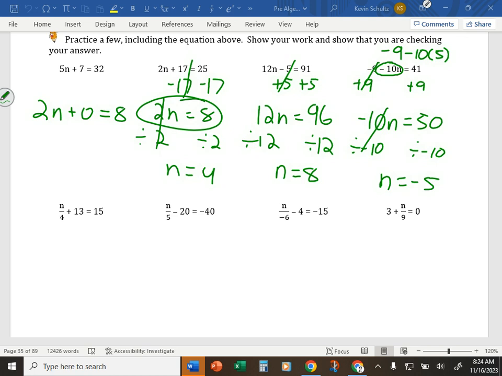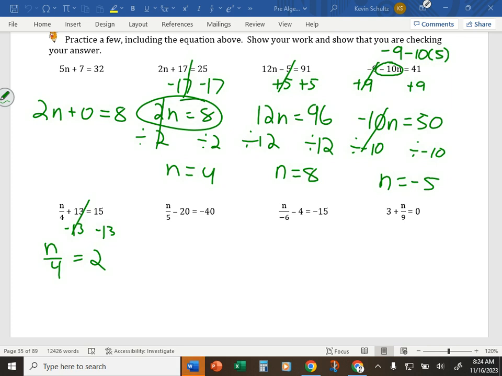Subtraction. Always start with that number without the variable, called the constant. Always start with that addition or subtraction. Subtract 13 from both sides because 13 minus 13 is 0. Cancel out. And you're left with this fraction, n divided by 4 equals 2.